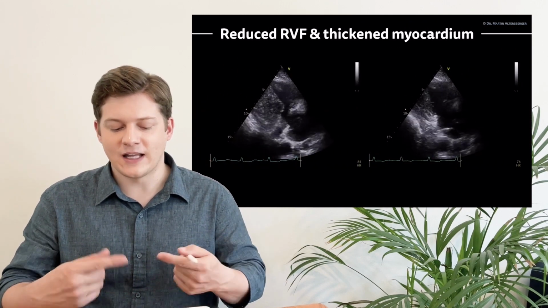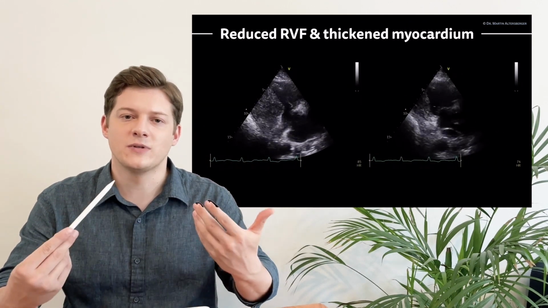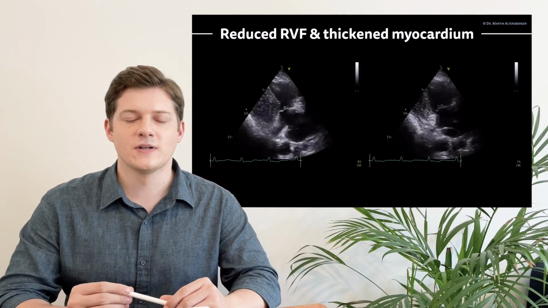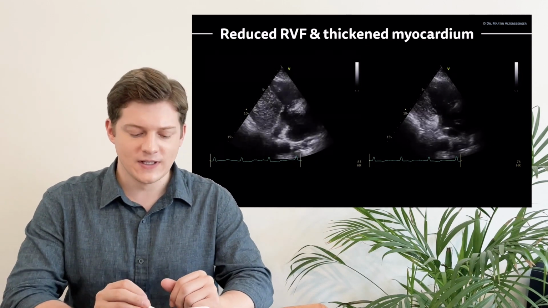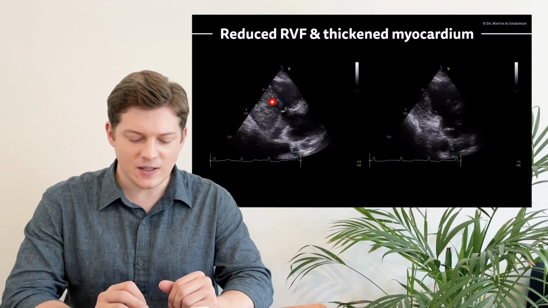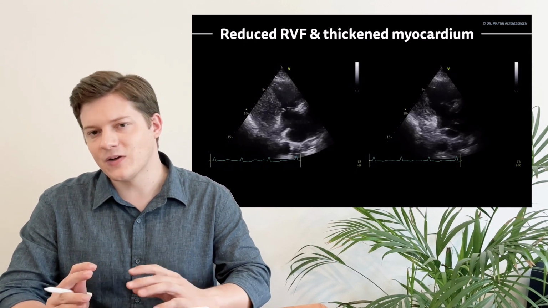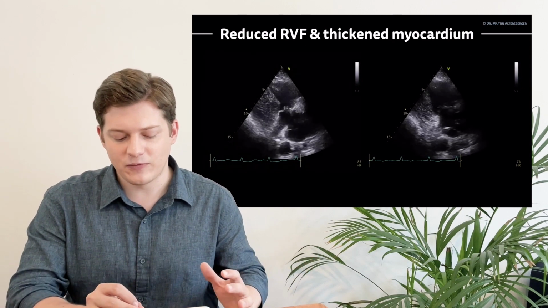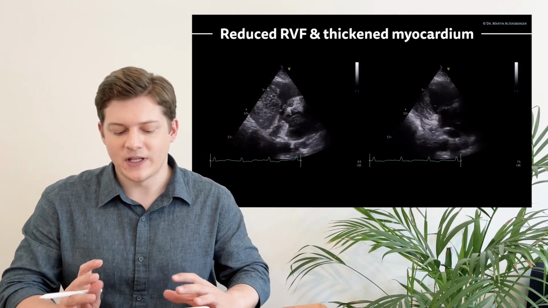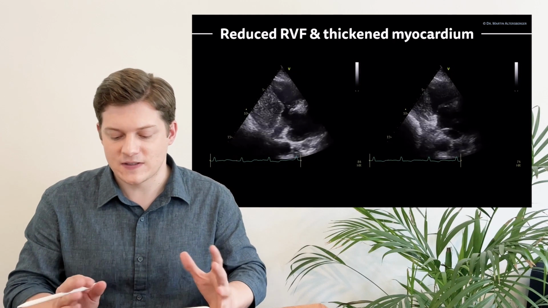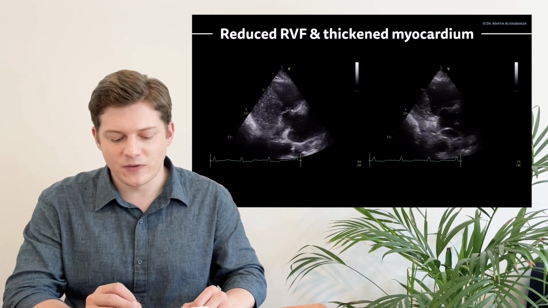To continue with another example, I want to show you another reduction in right ventricular function, but probably it's a different origin. In this case, you see that there must be thickened myocardium. Here's a little bit of a different angulation of the same patient. So the left loop and the right loop are the same person, but it's a little bit of a different angulation.